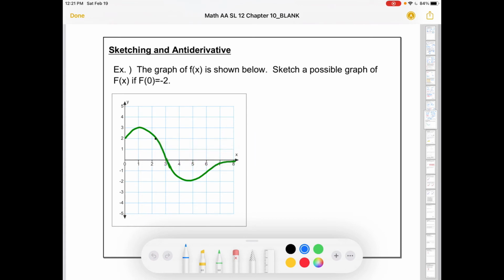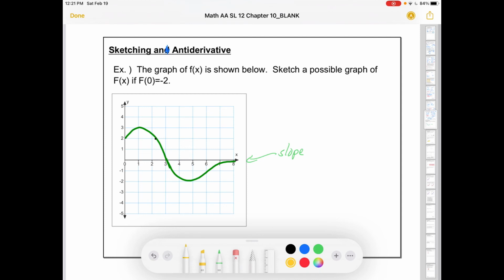Ooh, exciting. We have bonus content here. So we're going to deal with sketching an antiderivative. And that can be kind of tricky because what it means is that you take the original function, and this green function is telling you about slope. And what you need to do is produce a graph that has that kind of slope.